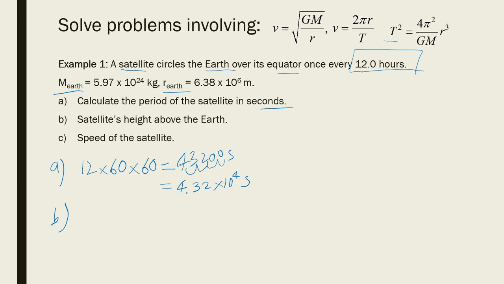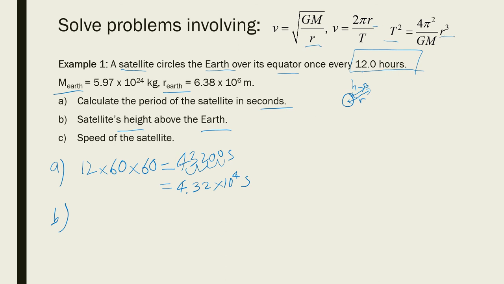Now, part B. Calculate the satellite's height above the Earth. So to find the satellite's height, if we have the Earth and we have the satellite, we want to find this distance. We're going to first need to find the radius in order to find the height. So to find the radius, which equation are we going to use? Well, we could use multiple, they all have radius in it.